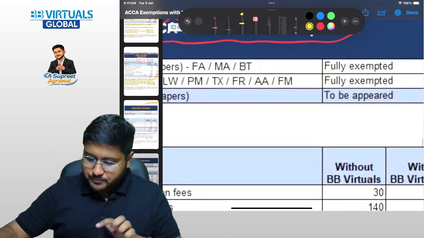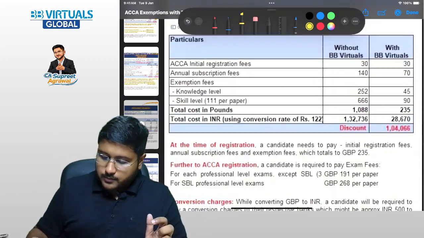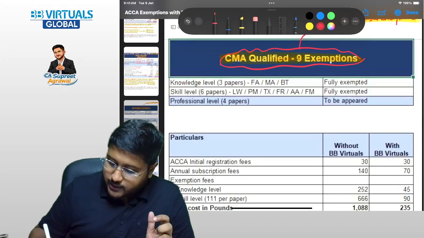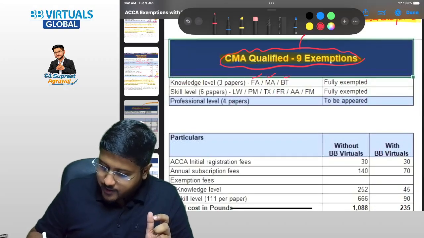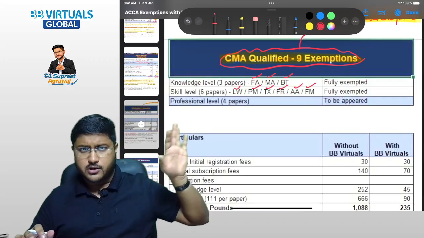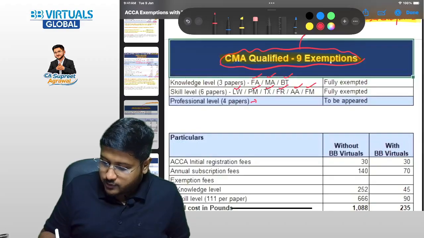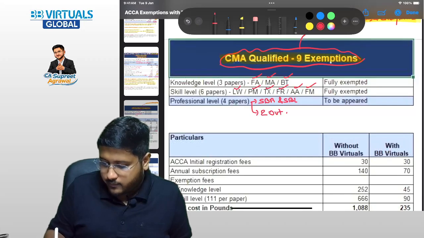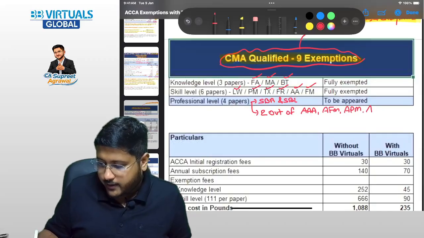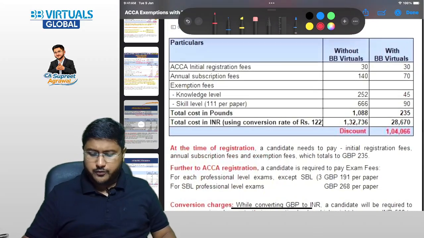Now let's move forward. Here the exemptions given are for 9 papers: FA, MA, BT, Law, PM, TX, FR, AA, FM, like we have discussed earlier in this video. For professional papers, you have to appear for 4 papers: SBR and SBL, plus 2 out of AAA, AFM, APM and ATX. This is going to be very, very important for all of us.